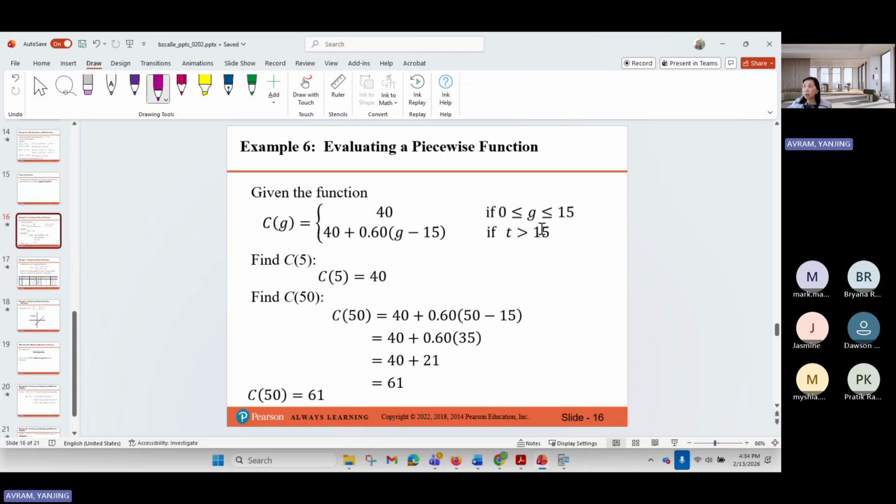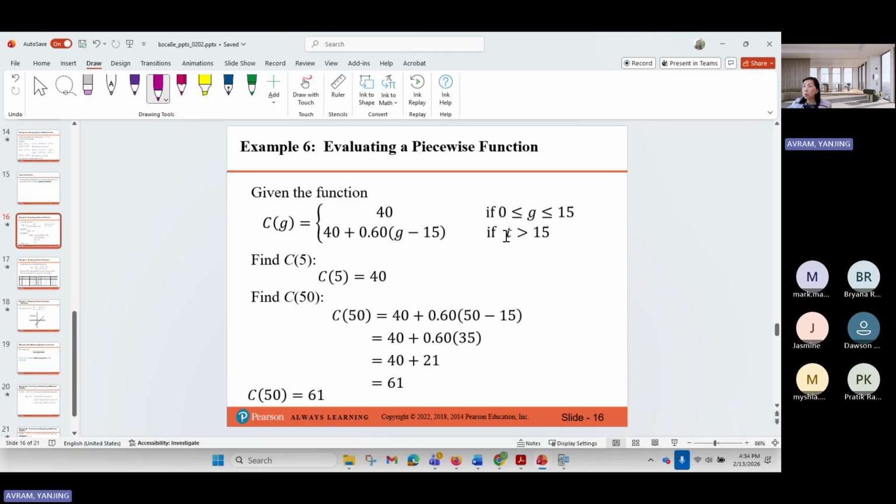This function reads like this: for t between 0 and 15, y, or c of t, will be a constant number, 40. And then if t is greater than 15, this function will become this one. Like I say, if I use this function for electricity cost, and the customer uses less than or equal to 15 kilowatts, then you have a constant rate. The constant rate is 40.